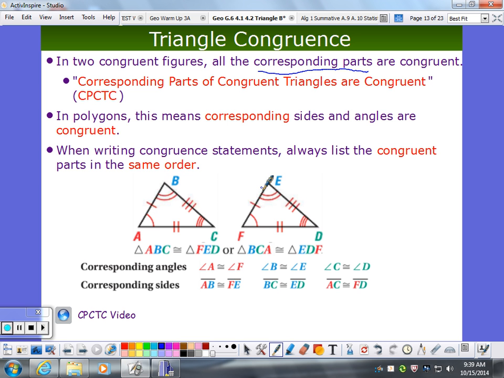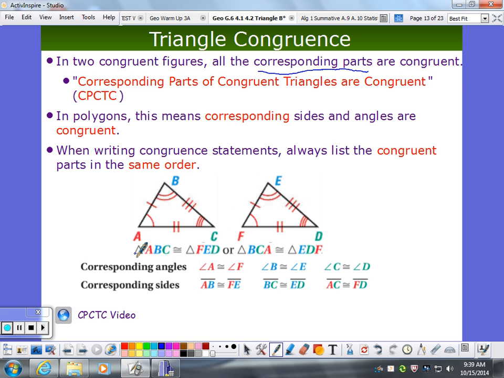This side matches that side, they are corresponding. I see one little mark. AC and FD, they are matches. They have 2 marks. And then BC and EF. So in order to say a triangle is congruent, I have to show all these corresponding parts match. The angles all match, and the sides all match, okay?